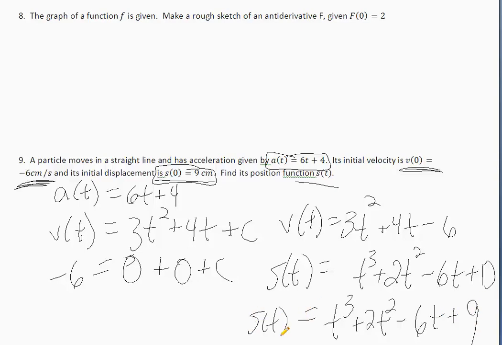So there it is. This is the most common application we're going to do with antiderivatives. You're going to be asked to just find antiderivatives. You're going to be asked to sketch antiderivatives, and you're going to be asked to do particle problems where you're given either velocity or acceleration and you have to go backwards.